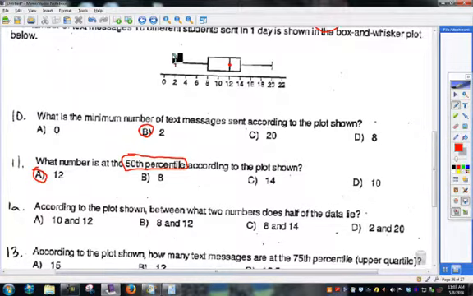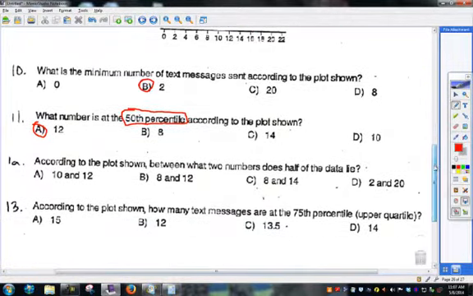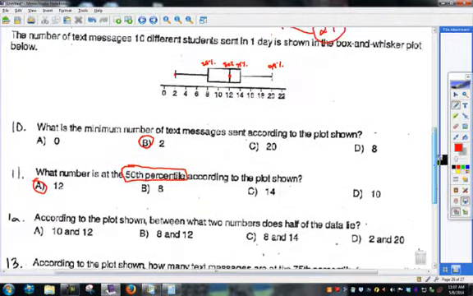This would be the 25th percentile. This would be the 50th percentile. This would be the 75th percentile. And then the 99th percentile. Remember, there isn't a 0 or a 100th percentile. Between what two numbers does half the data lie? Right here. Between 9 and 14. Or I'm sorry, 8 and 14.